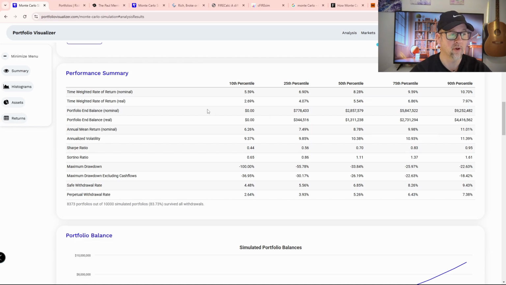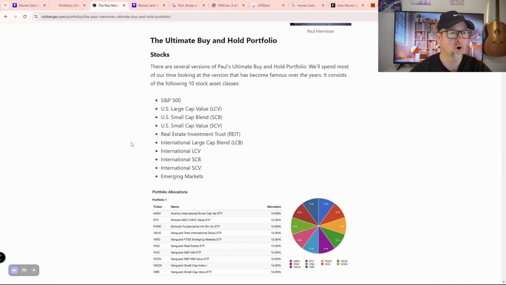So we want to go with our, let's see, these are pretty important right here. So we got the perpetual withdrawal rate and the safe withdrawal rate. Okay, so let's do round at 9.5. Now we're going to go to the Paul Merriman portfolio. So we can find this, this is the ultimate buy and hold portfolio.